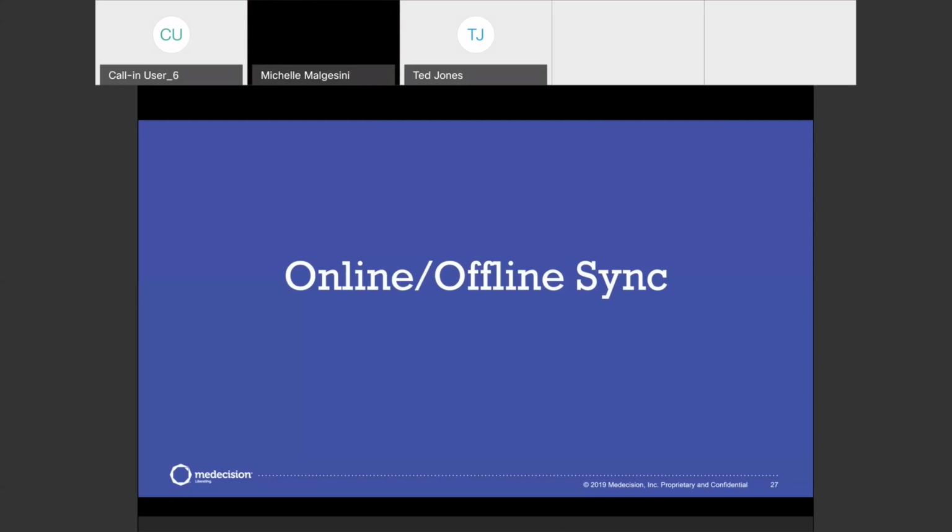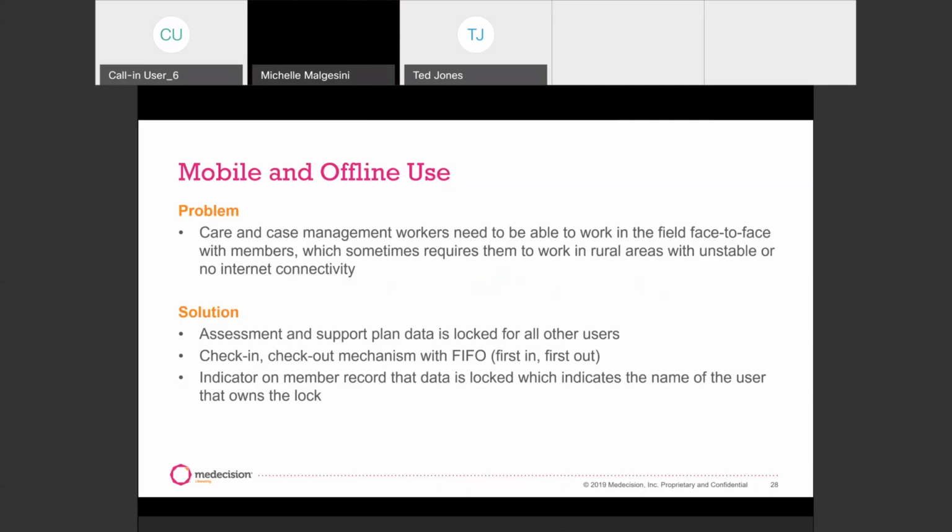Online and offline syncing. Again, think about those areas of our country that don't have stable internet. I mean, we have a fantastic infrastructure in the United States, but in Colorado, where I am, for example, we have case managers that are going up into the Rocky Mountains to do assessments on members. And there is no stable internet. There might not even be stable cell phone coverage, so they can't use their phone as a hotspot. So we developed a process for that.